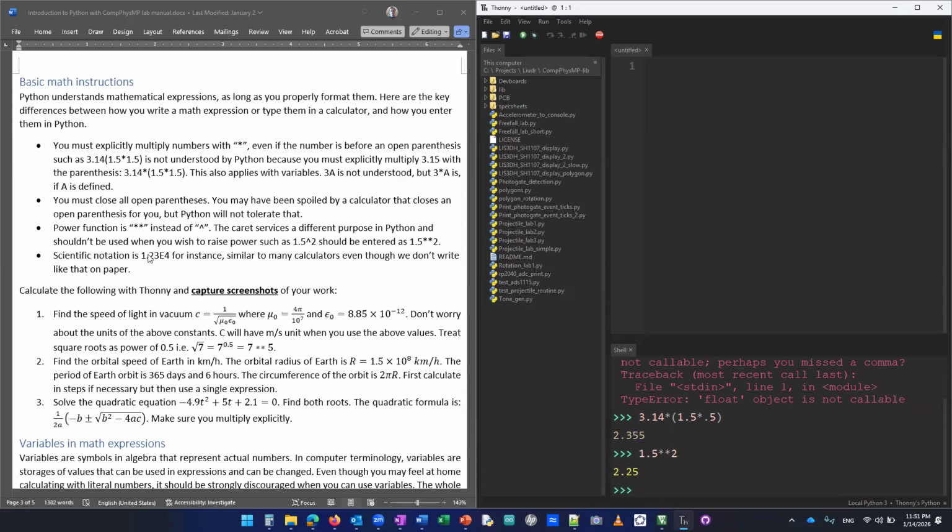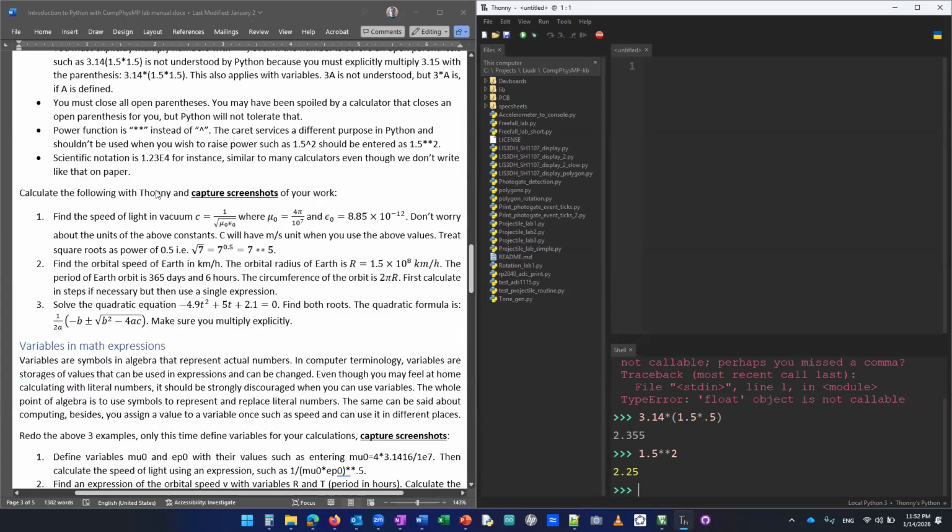And then just another reminder of scientific notation, how it's written. It's written like this: 1.23E4 is the same as 1.23 times 10 to the fourth power. So that's 12,300, I suppose. That's similar, except that we don't really write it this way in mathematical expressions. But I think everybody understands this from their use of calculators.